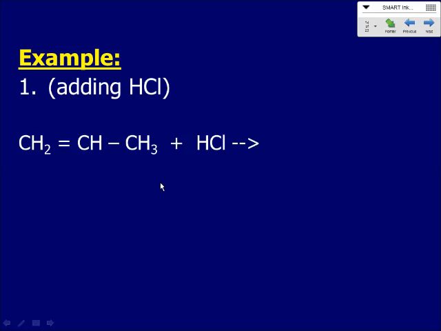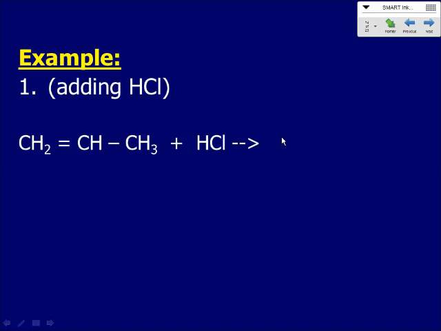So the first example, we're going to add HCl. Again, that double bond's going to break. It's going to open up, leave some single electrons. This bond's going to break. H is going to stick to something. Chlorine's going to stick to something. Which carbon is the hydrogen going to stick to? The CH2, because it has the most hydrogens. That's the rule that we use, Markovnikov's rule.